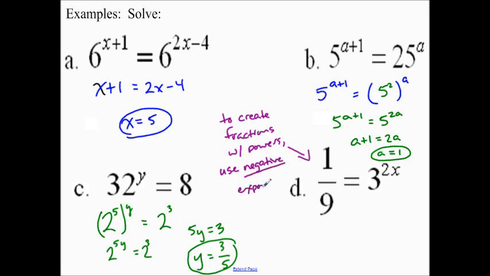So anytime we have a fraction and we're trying to make a power, we're going to use a negative exponent. So that would, of course, be 3 to the negative 2 equals 3 to the 2x. When you set those equal, negative 2 equals 2x, and x equals negative 1.